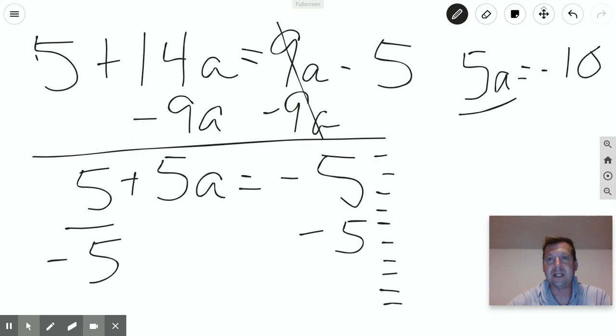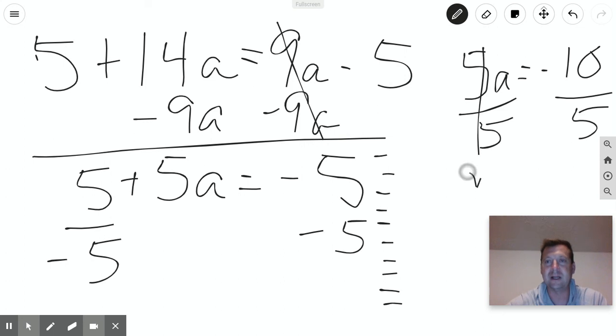Now I divide both sides by 5. And again, we have to be careful. You all love to forget this. That cancels, and I'm left with a equals negative 10 divided by 5. A negative divided by a positive equals a negative, so I get an answer of a equals negative 2.